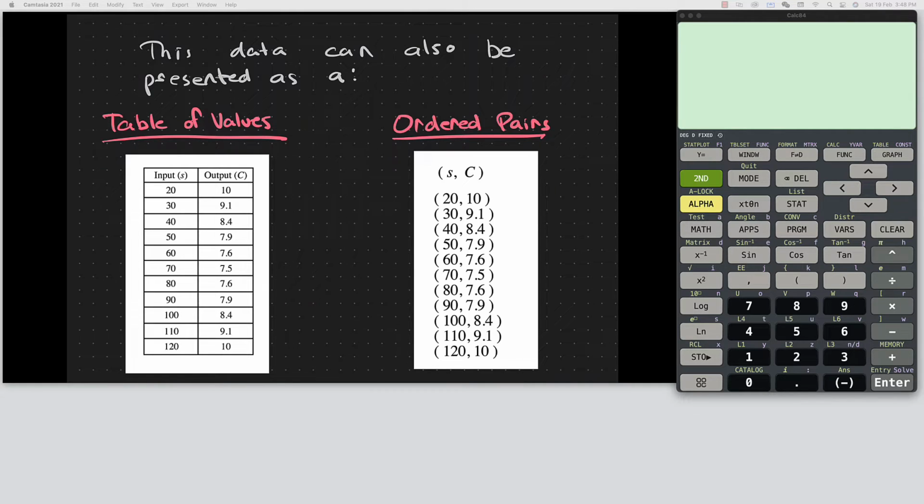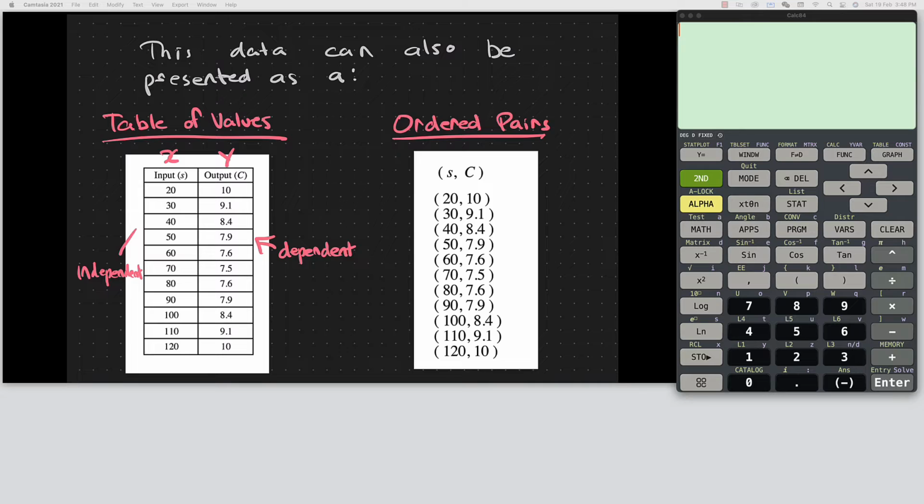So we're going to see this quite often in a table of values. And in a table of values, the input, remember, is the x, and the output is the y. And the input will always be on the left, and the output will always be on the right. Remember that the input is our independent variable, and the y is our dependent variable.